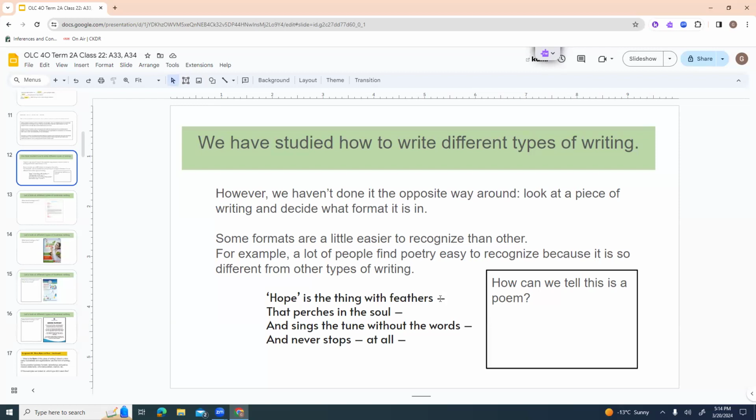And part of it would be the sentence structure, right? There's no periods being used or commas. It's very beautiful language. It's kind of creating an image rather than telling us things. That's a fairly easy format.